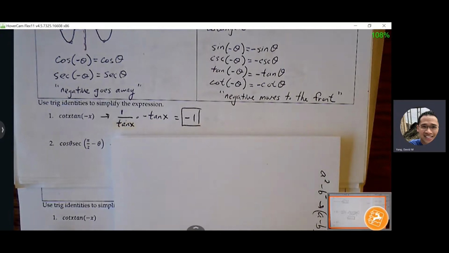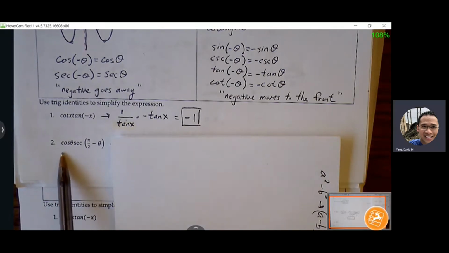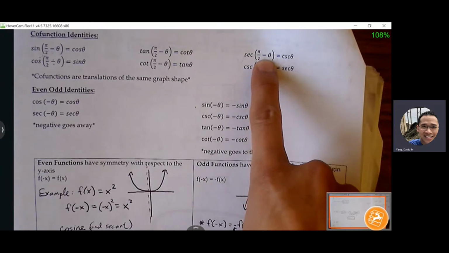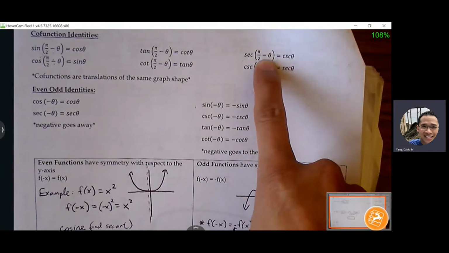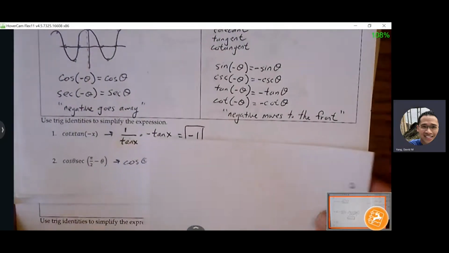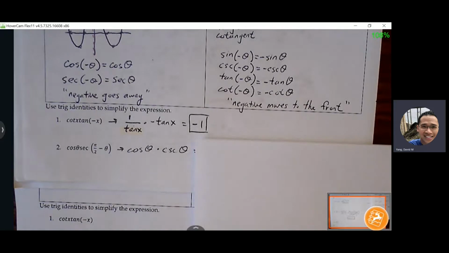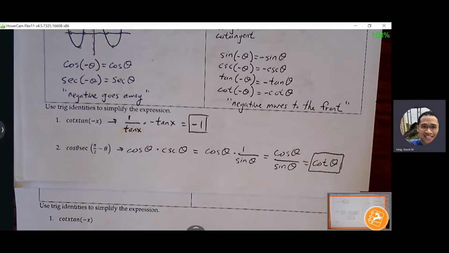Okay, number 2. We can't do anything with cosine theta, so that will stay put. But is there anything we can do with secant of pi over 2 minus theta? Yep, we can shift it, and it turns into cosecant. Look at the very top, there's that property that we can use: secant of pi over 2 minus theta equals cosecant theta. So we have cosine times cosecant theta. We can rewrite that cosecant as 1 over sine. Cosine over sine is just cotangent.